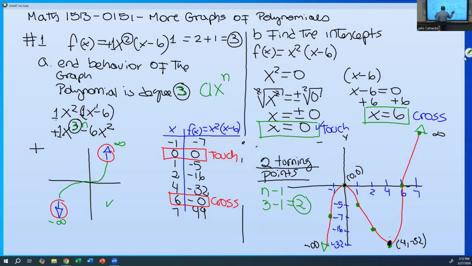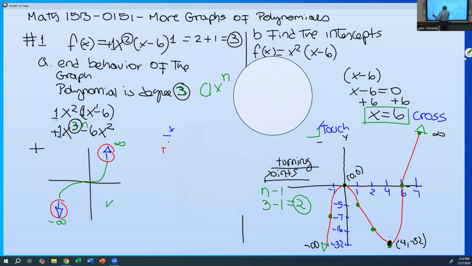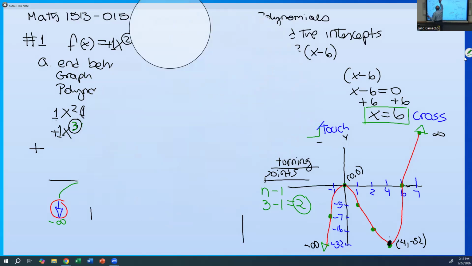So let me erase everything. I'm done recording, so you can go back and forth, rewind, forward, stop the video. And also I am publishing my lecture notes in Blackboard. So you have in Blackboard the lecture notes for this assignment plus my video. So let me erase everything and let's go to question number 2.